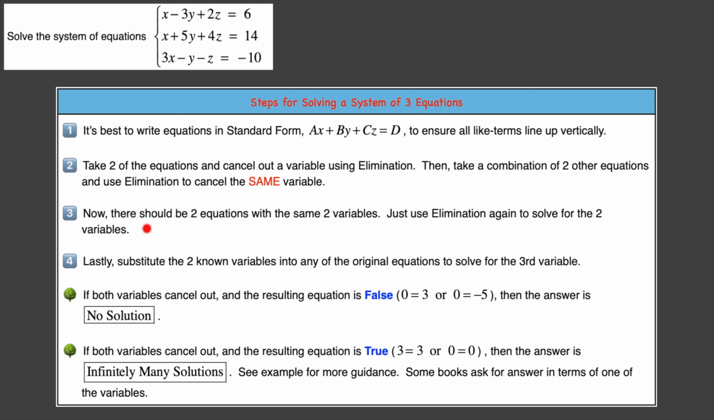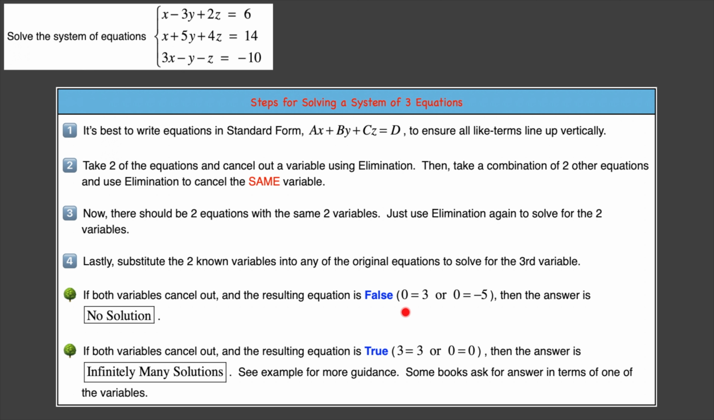Step three, now there should be two equations with the same two variables. Just use elimination again to solve for the two variables. And then four, lastly, substitute the two known variables into any of the original equations to solve for the third variable. Now, here are two kind of odd cases where both variables cancel out and the resulting equation is false.